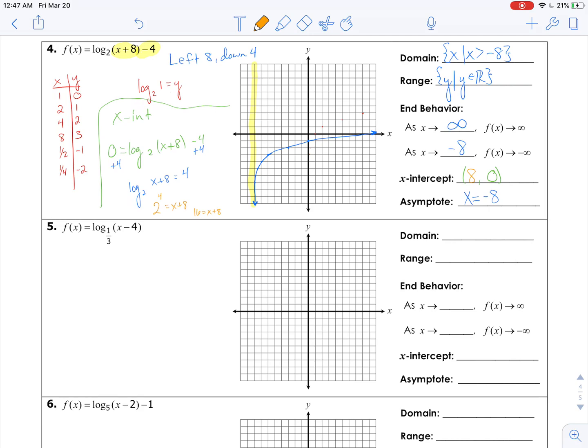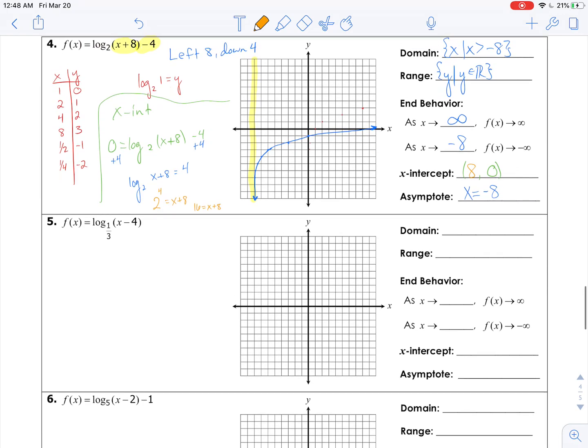So again, you can always pause these videos, try the next few problems, and then unpause and see how it went. Or of course, you can just follow along. That's all right as well.